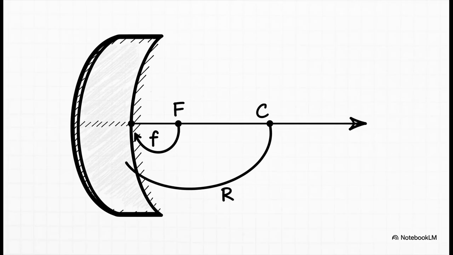And that focus isn't just in some random spot. Nope, there's a simple, perfect little bit of math to it. The distance from the mirror out to the focus, what we call the focal length F, is always exactly half of the mirror's radius of curvature, R. It's a clean little formula that helps us predict exactly what a reflection's going to look like.